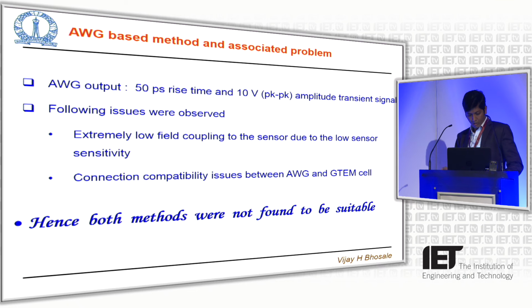In the AWG based method, the AWG output is 50 picosecond rise time and 10 volt amplitude. And we faced the following issues during the experiment: extremely low field coupling to the sensor due to low sensor sensitivity, so we were not able to calibrate the sensor properly. Also there was a connection compatibility issue between the AWG and the GTEM cell. Hence both methods were not found to be suitable.